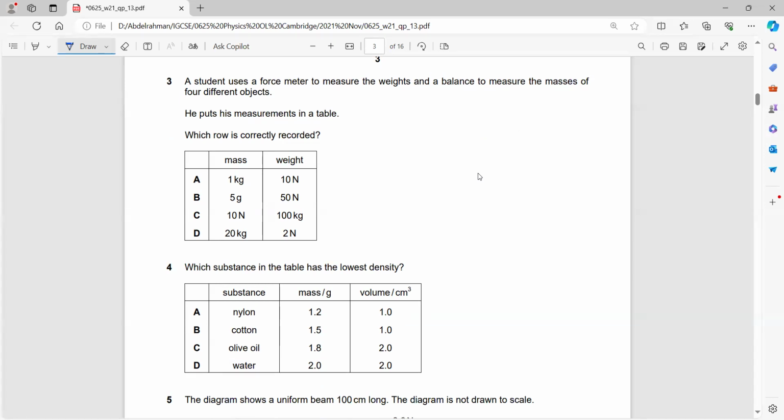Why? Because the mass is in grams. You cannot multiply 5 times 10 or 9.8. It would be wrong. You need to divide by 1,000 and then multiply by 9.8. So A is correct, yes. 1 times 9.8 or times 10, okay, would be around 10 newtons.